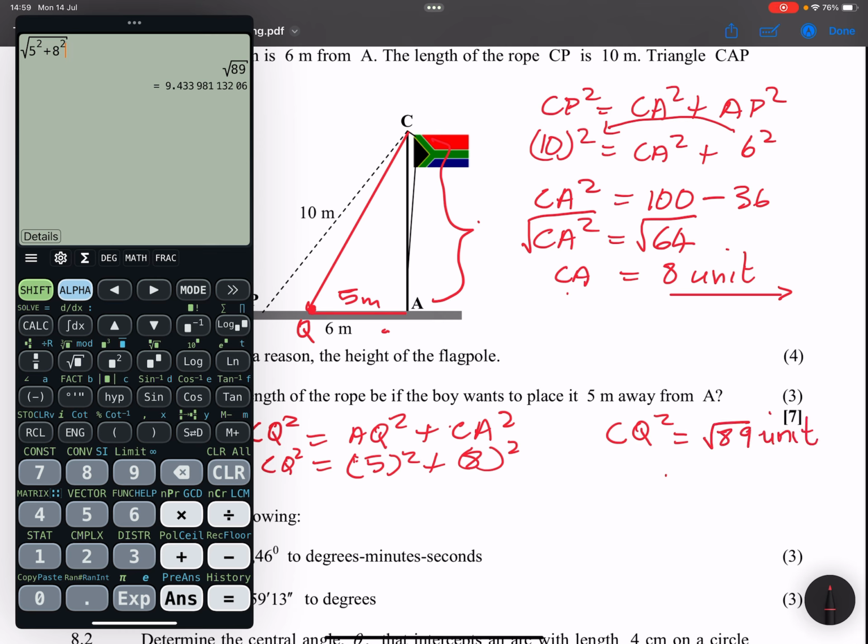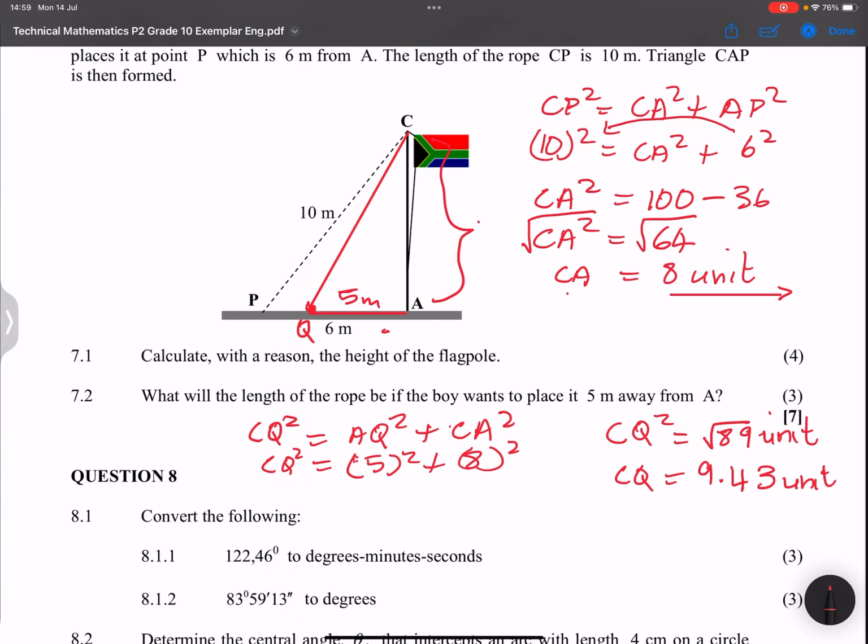If you want to, you can write it in decimal form. That's going to be 9.43 units. So that will be the length of CQ.